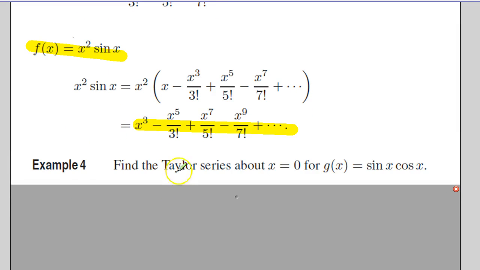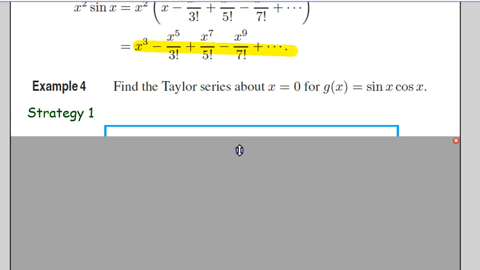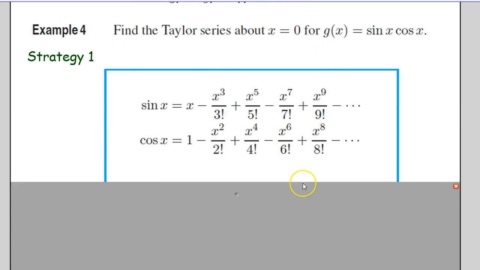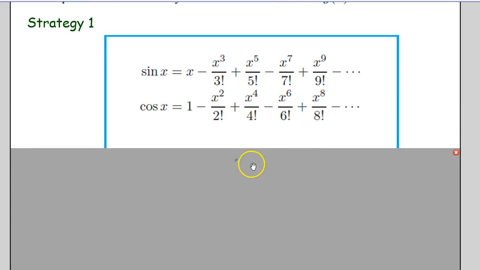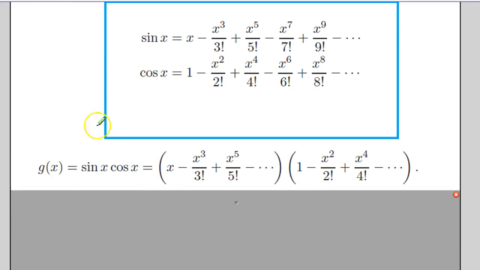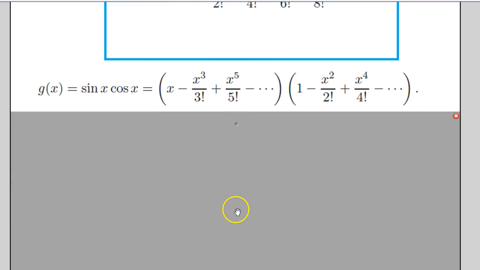What about, in this case, find the Taylor series about x equals 0 for g of x equals sine of x times cosine of x? Well, we know what the Taylor series for sine of x and the Taylor series for cosine of x is. So the one strategy we're going to look at is use those Taylor series and multiply them together. And when we do that, we end up with something that looks like this. Well, we can't really determine what the Taylor series is of this. We just know the terms that are part of it. So we try and figure out an organized way to list the powers of x in this product.